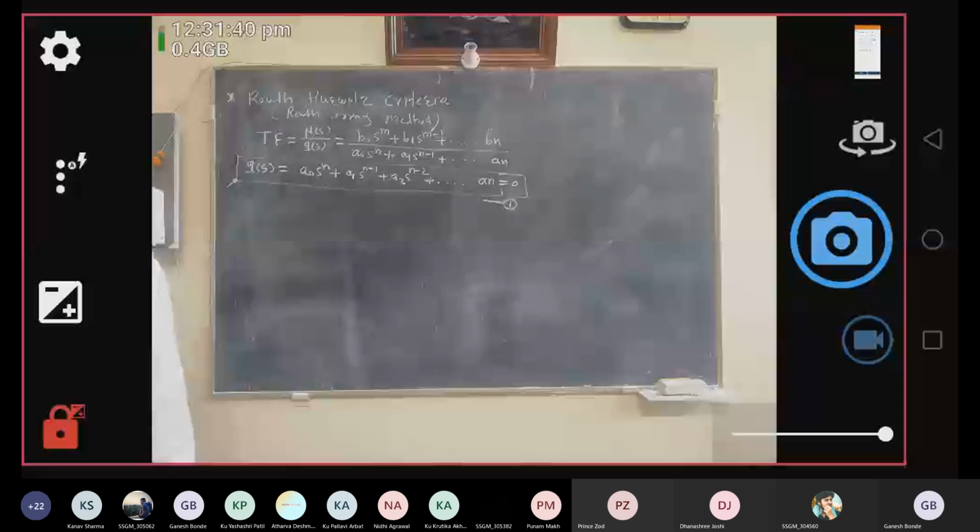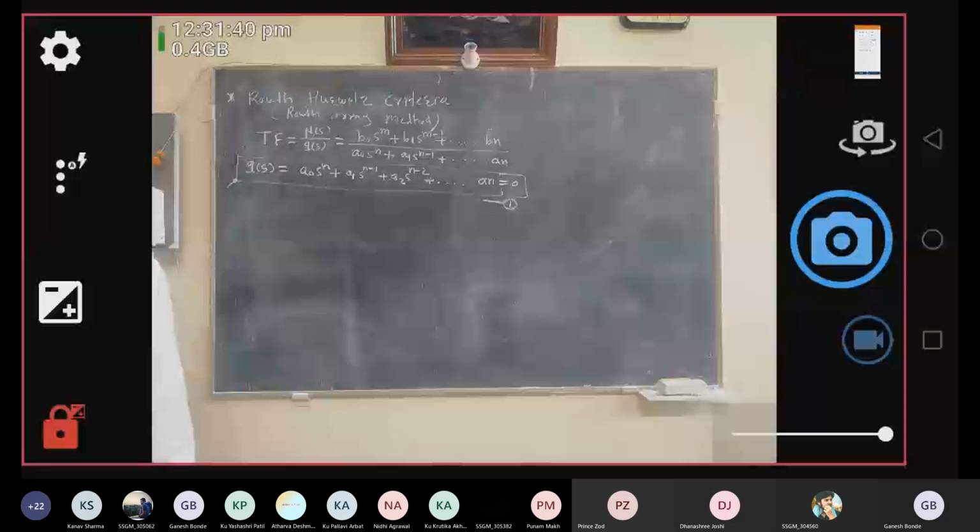Okay, so what are the first two rows? You can write them down directly. First row elements are A0, A2, A4, A6. Then second row elements are A1, A3, A5 and A7. If it is a sixth order system, then A7 may not be present, so it could be 0.